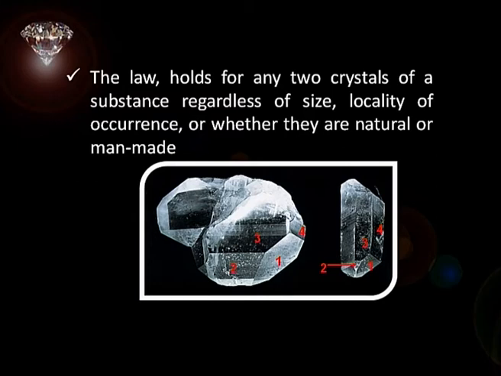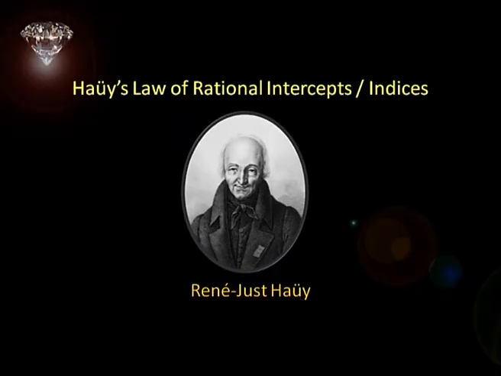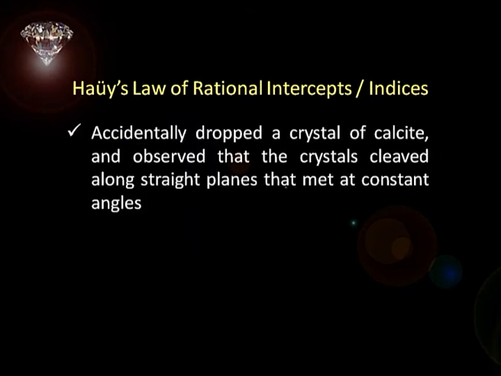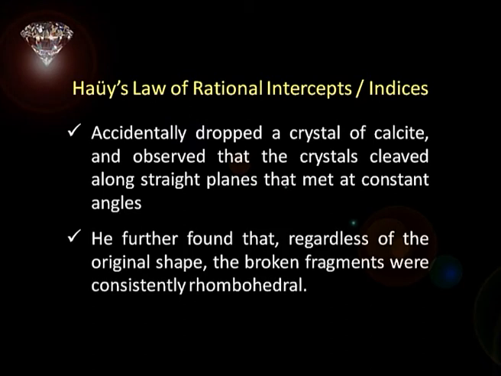Okay. Now, the second important law of crystallography is Haüy's law of rational intercepts. What basically happened was that René Haüy was working with crystals of calcite, and he observed that when he accidentally dropped that crystal, it cleaved into straight planes, and irrespective of the size and shape of the crystal, all the fragments were rhombohedral in shape. That is very characteristic of the particular material, calcite. These observations are now known as Haüy's law of rational intercepts.